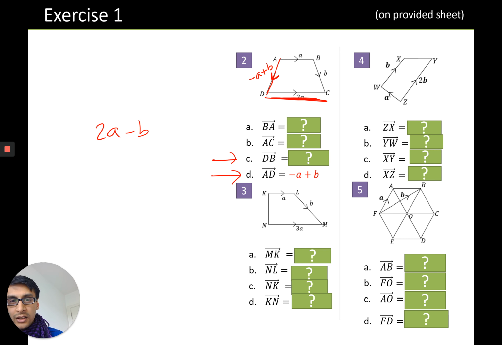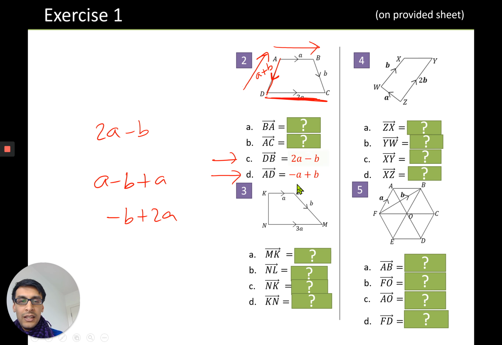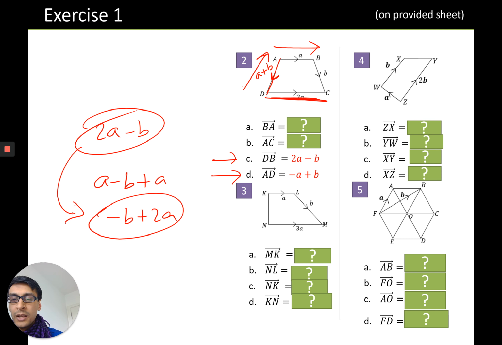Now, notice here, because we worked out AD, we can actually go this way as well. So that now, because we're going in the opposite direction, that's going to become A minus B. That's this one here. So going A minus B. And then we're going to go from A to B, which is just A, so plus A. So that becomes negative B plus 2A. And you can see in either case, you get the same answer. Negative B plus 2A is the same thing.